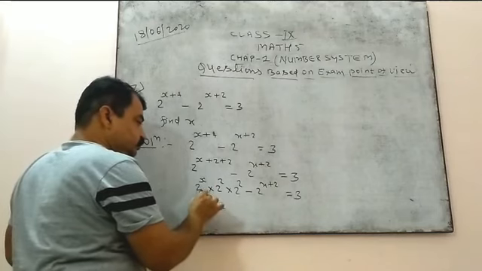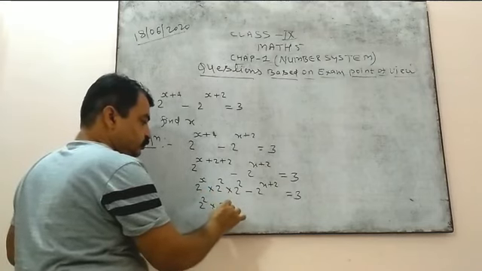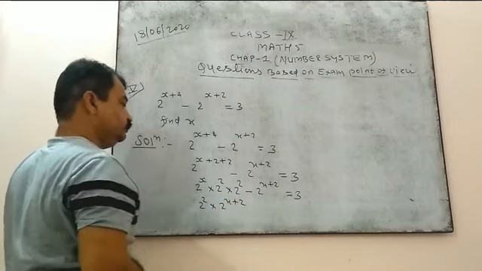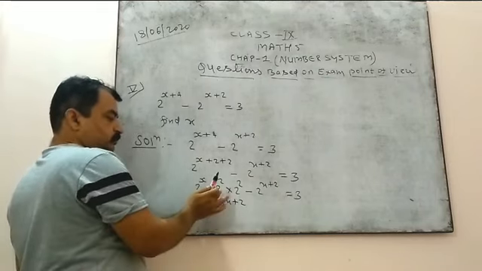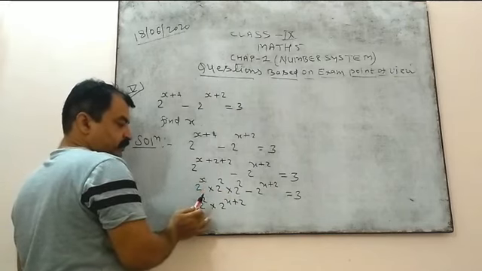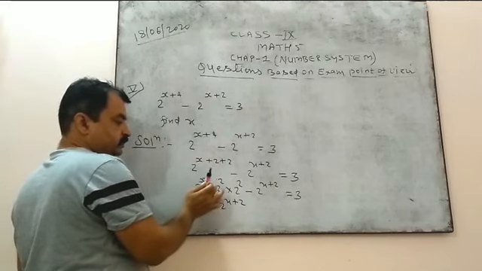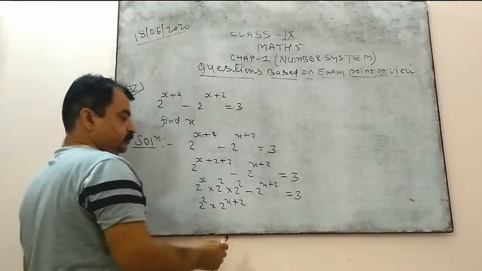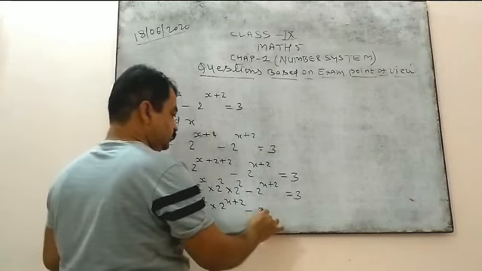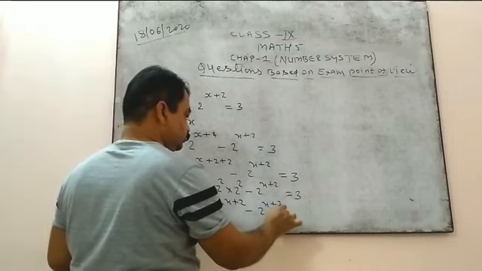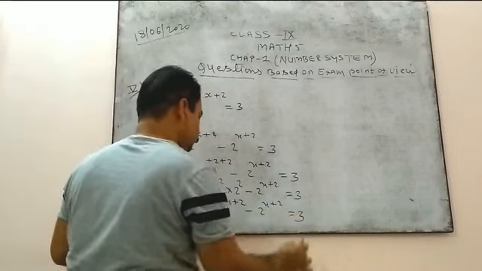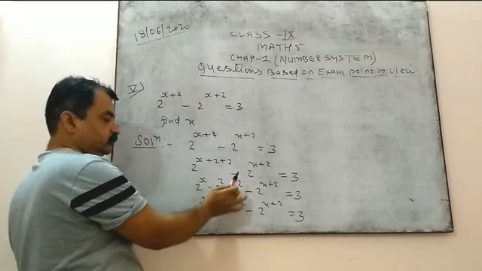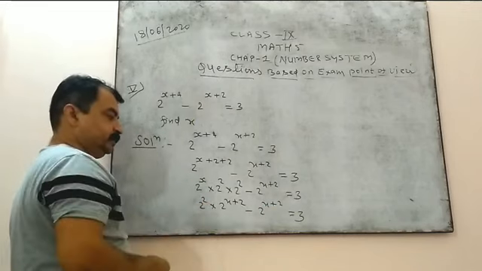So this becomes 2 raised to the power x into 2 raised to the power 2, that is 2 raised to the power x plus 2. Clear? 2 raised to the power 2 I have separated, and 2 raised to the power x into 2 raised to the power 2 again becomes 2 raised to the power x plus 2, minus 2 raised to the power x plus 2 equal to 3. Right? When you add, again you get 2 raised to the power x plus 2, and this 2 raised to the power 2 we have separated.